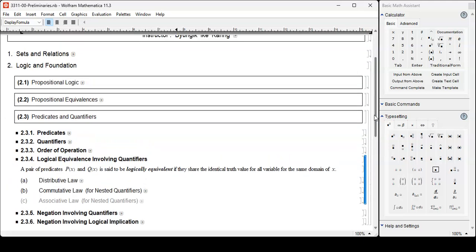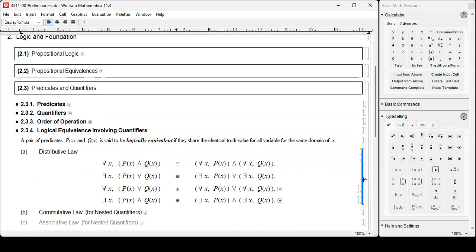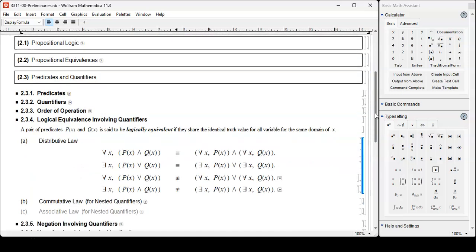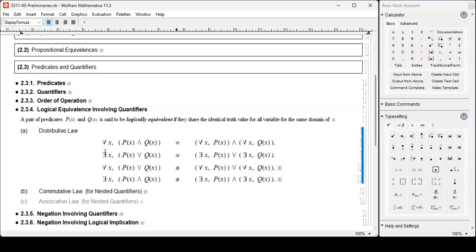Let's see. How about some logical equivalences involving quantifiers? Distributive law. Okay, distributive law. For all, universal quantifiers can be distributed in for conjunction, the and operation. An existential quantifier can be distributed into disjunction, or operators, but not vice versa. A bit tricky, right?